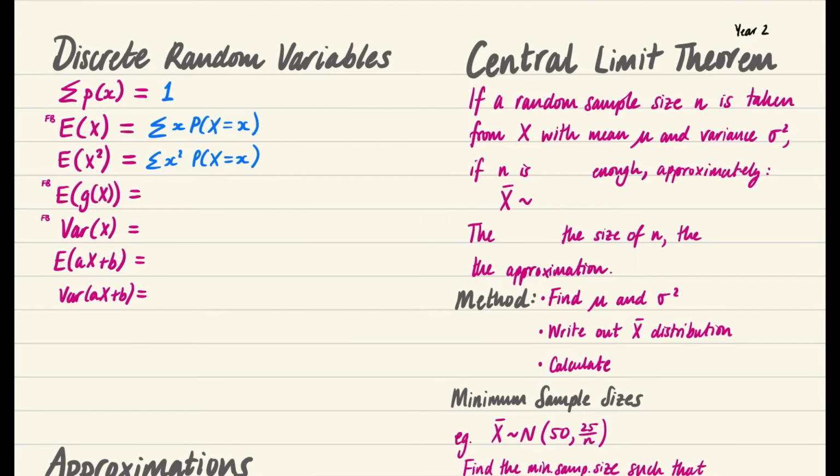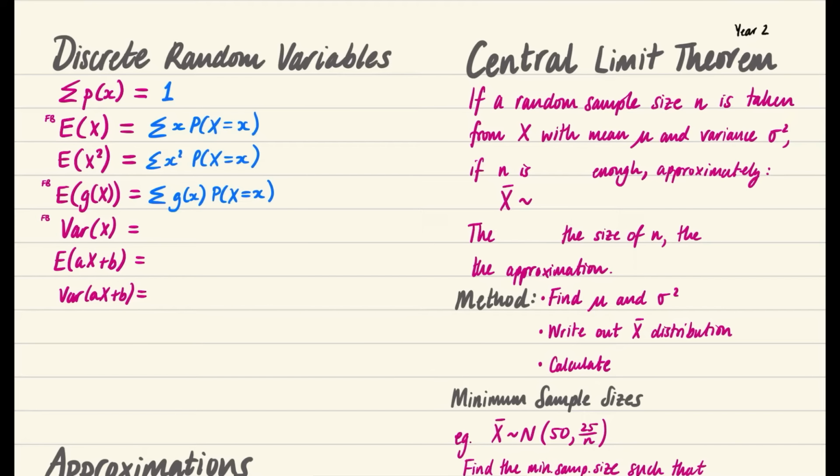We can generalize this, and this is something that's in the formula book as well, is that instead of it just being x squared, if it was any function, instead of there being an x squared there would be a g of x. So that is going to be the sum of g of x multiplied by the probability that X is equal to x.